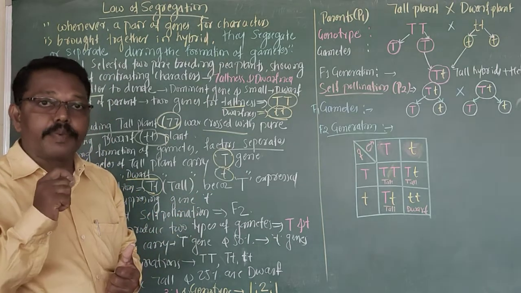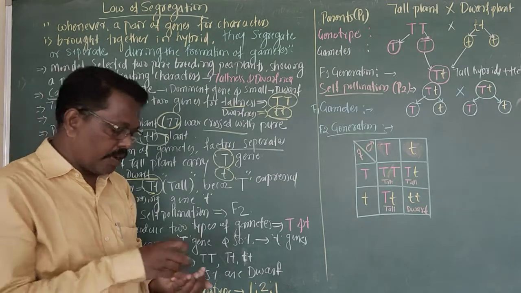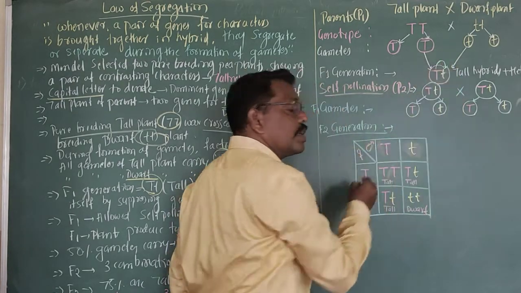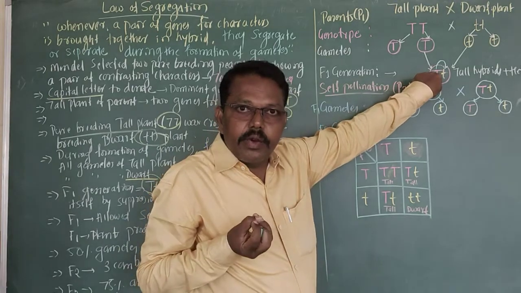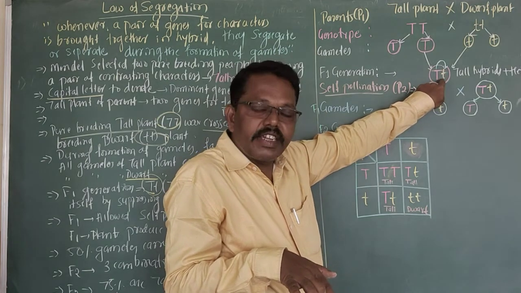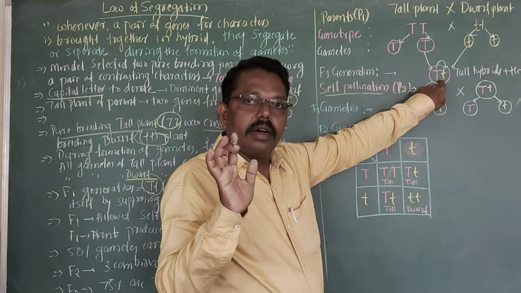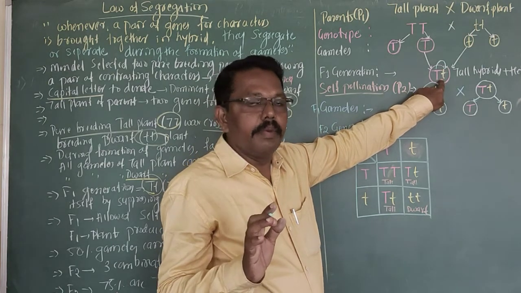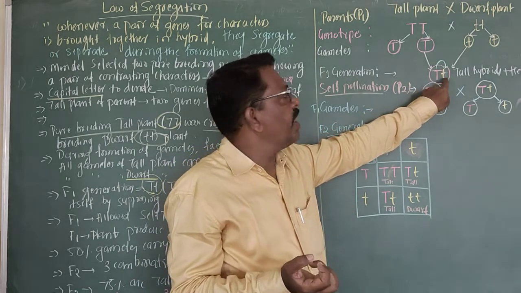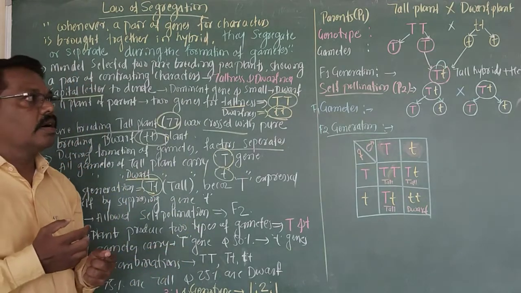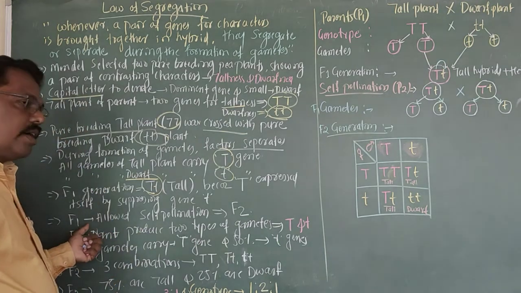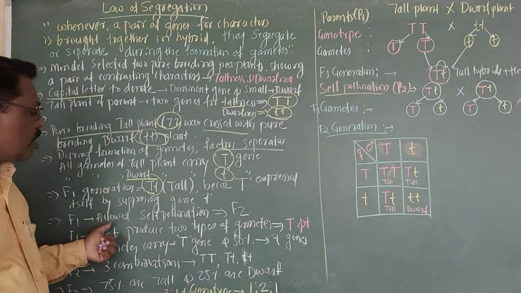Why, sir? Because capital T is completely dominant over what? Small t. Here you will see which one? This capital T is completely dominant over which one? Small t. Hence the capital T will show its expression by suppressing what? Small t. Hence the F1 generation plants will grow in height. Okay. Hence they will become tall plants because capital T will show its expression by suppressing small t. Hence the F1 generation plants, those hybrids are what? Very tall in size, but these are what? Heterozygous in condition.